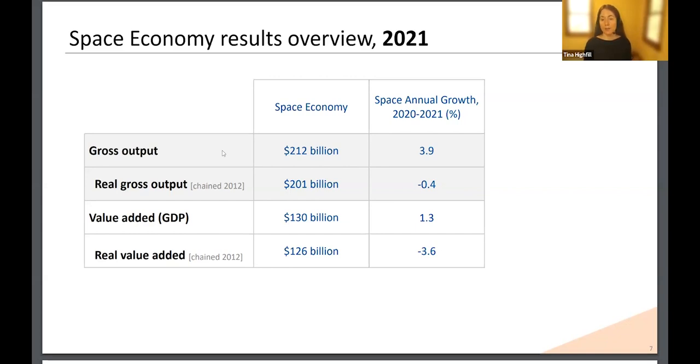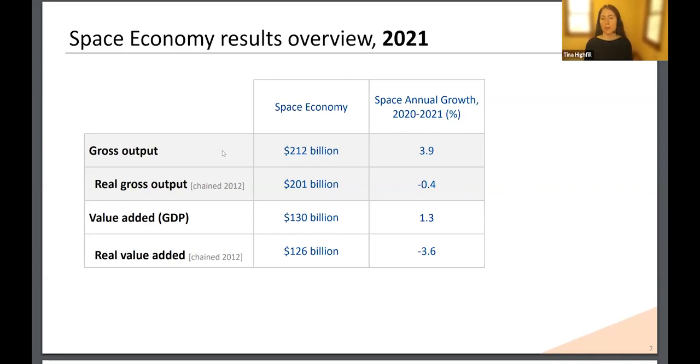So what I have here is a table from our 2021 statistics. These are our most recent data year available. And what this says is the space economy contributed $212 billion to the overall US economy. Between 2020 and 2021, gross output grew by 3.9%.